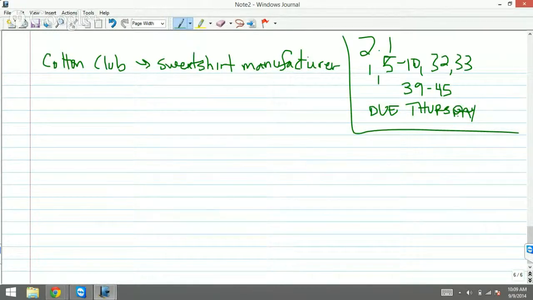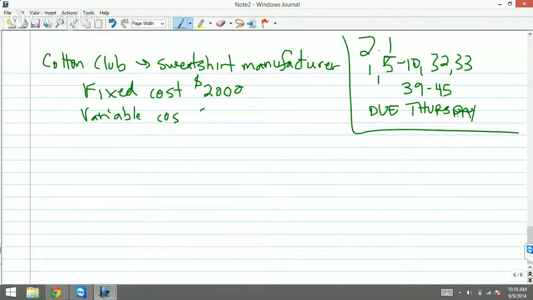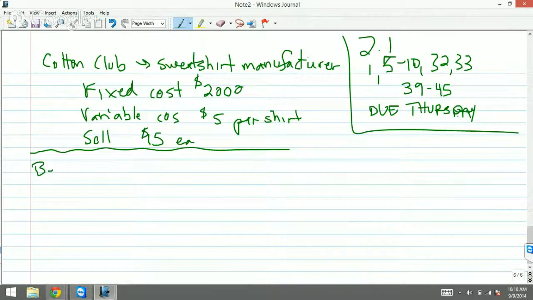Okay, so the Cotton Club manufactures sweatshirts. We have a fixed cost of $2,000. Variable cost, $5 per shirt. We sell sweatshirts for $15 each. What is the break-even point?